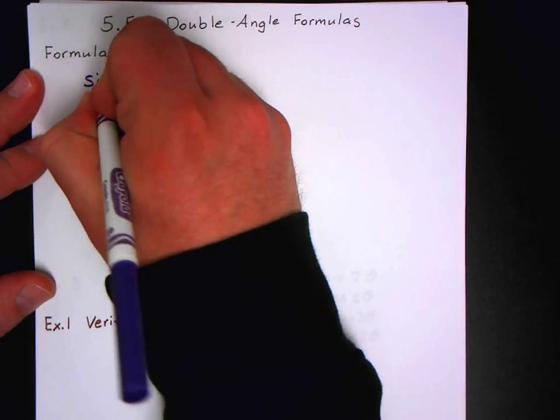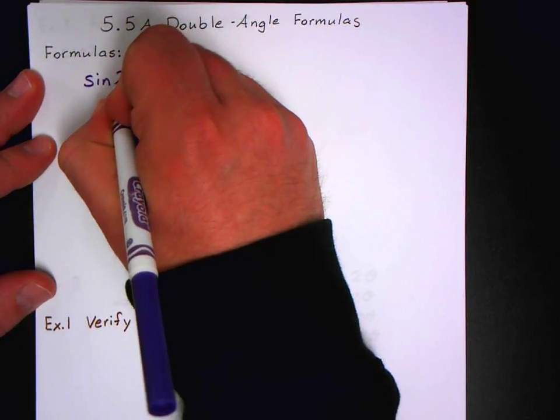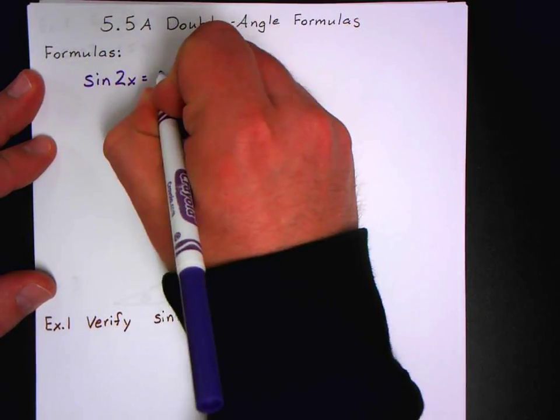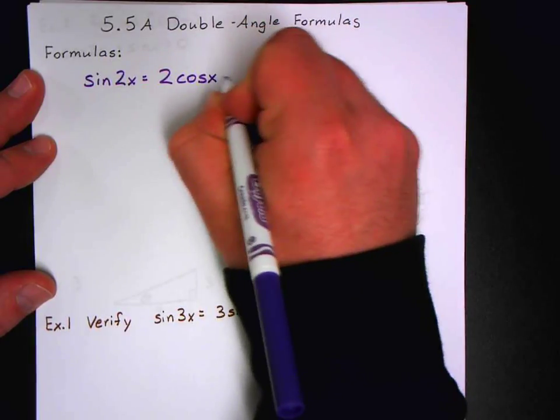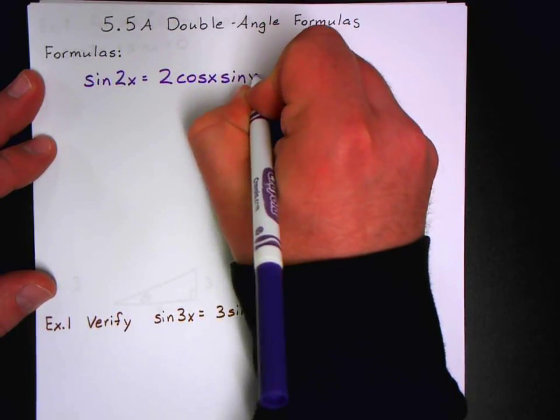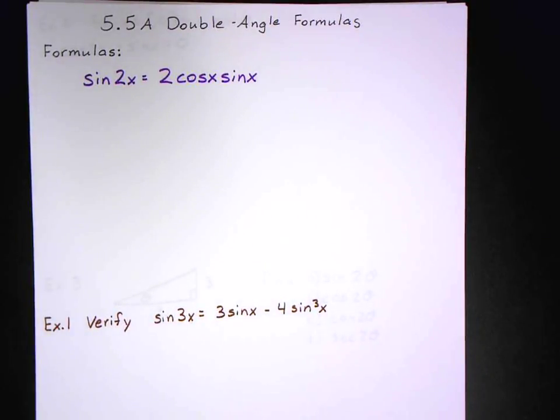So let's start with sine, because sine's the easy one. That's the double angle. So what we do is, if we have a 2 inside of the sine, we can take it and turn it into a single angle without the 2.